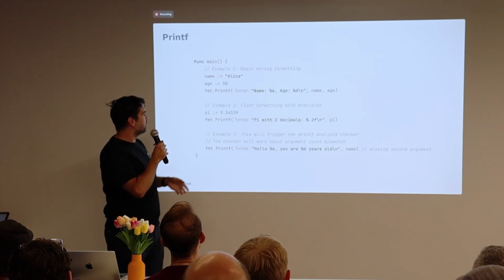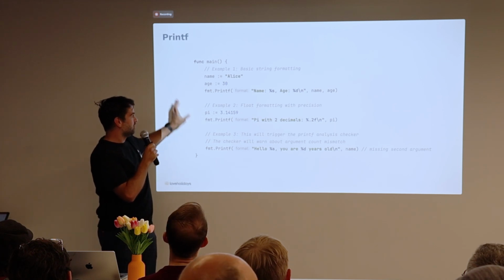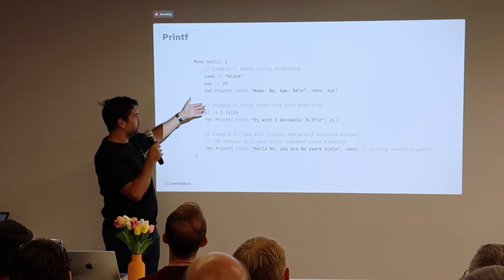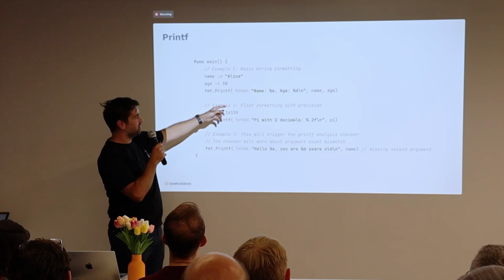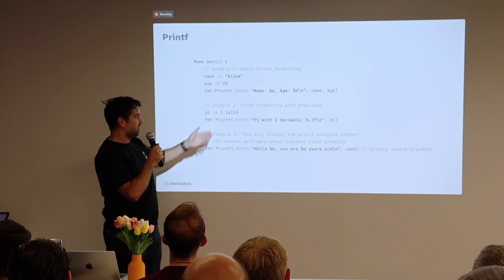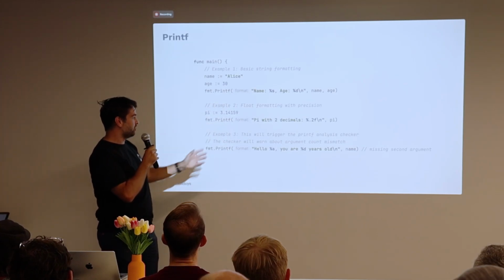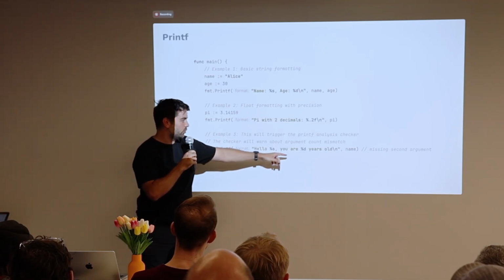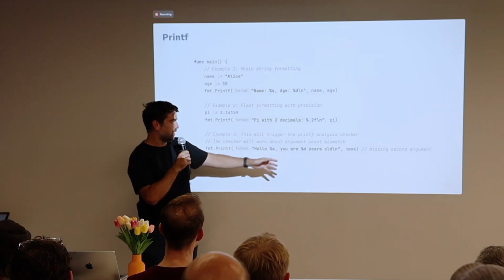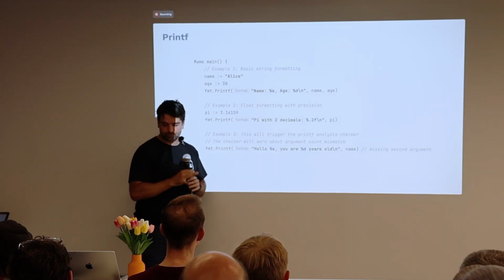Now printf. The first two examples show it working. It's basically telling you the name and age, and that's working fine. Pi with 2 decimals, working fine, no issues there. But the bottom one is highlighting that you have only included one argument and there's a missing second argument.